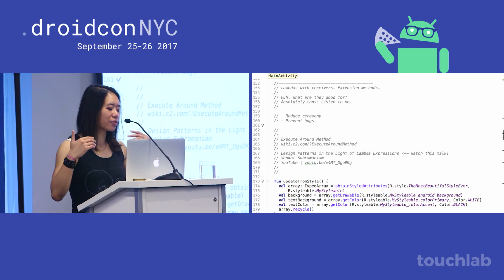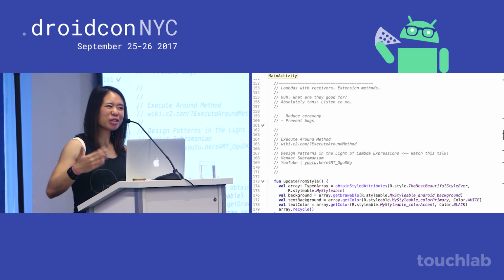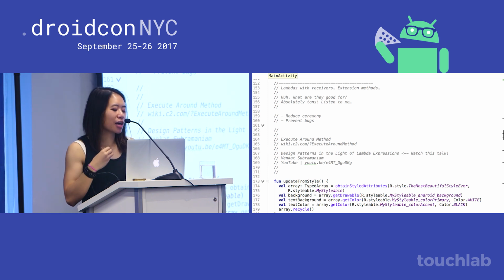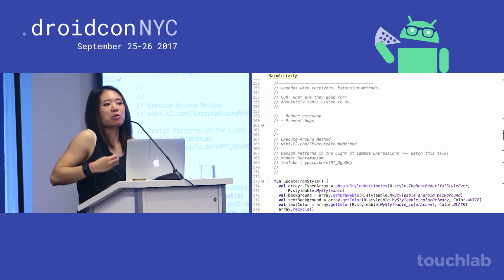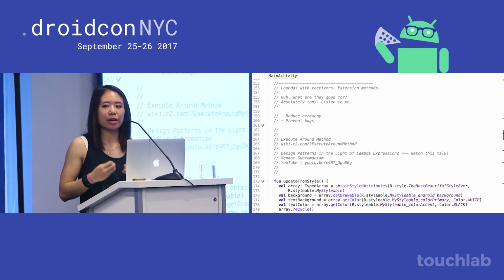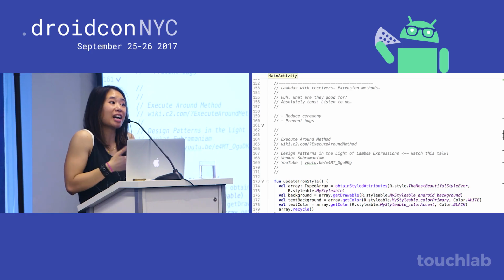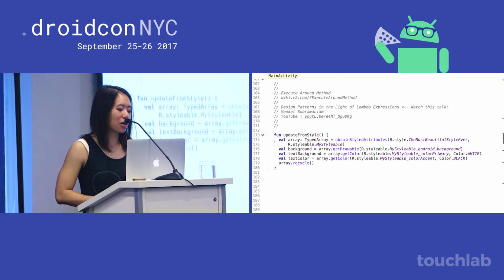So it's a lot of what Venkat calls ceremony. It's a bunch of stuff that we have to do, but it's not the focus of what we want to do. By using language tools like lambdas with receivers and extension methods, we can actually take the ceremony out of it. We can write methods that allow us to think less about the ceremony and more about the actual task that we're trying to do.